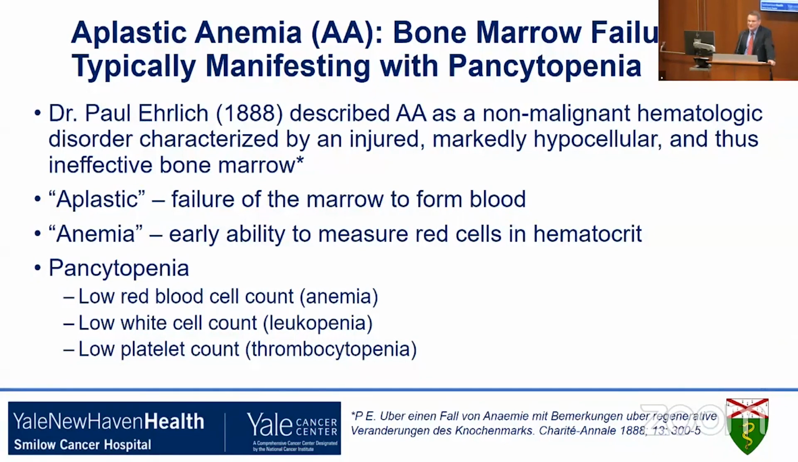You expect a certain cellularity in the bone marrow, which usually decreases with age. We commonly calculate it using a very simple formula. If you're 50 years old, your cellularity should be 100 minus 50, or 50%. If it is less than that, the marrow is hypocellular. At the time when Ehrlich described this condition, anemia was the part which was easy to assess, and that's why it came out as aplastic anemia, not aplastic pancytopenia.